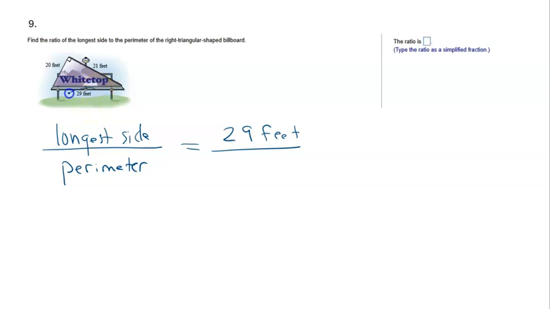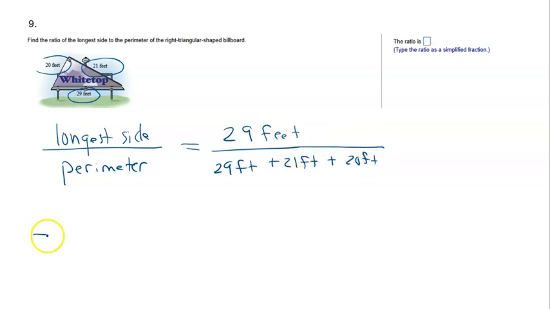So I've got 29 feet. I need to add to 21 feet that I need to add to 20 feet. So let's write that down. 29 feet, I'm just going to use FT for feet, plus 21 feet, plus 20 feet. Now before we can do any kind of simplifying, I'm going to have to add that together to get the true perimeter. So I have 29 feet still in the numerator, and the perimeter is 29 plus 21, which is going to give me 50, right? And then 50 plus 20 is 70 feet.